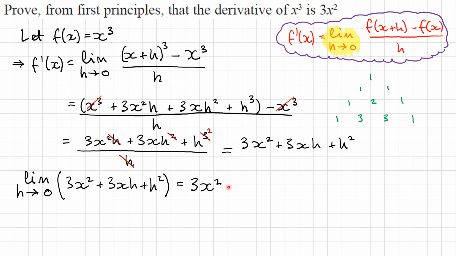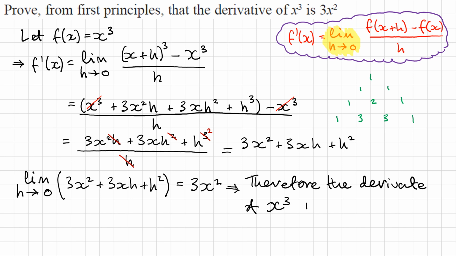And we should always finish with a conclusion, so we can write down, therefore the derivative of x cubed is 3x squared as required. You don't need the as required bit.